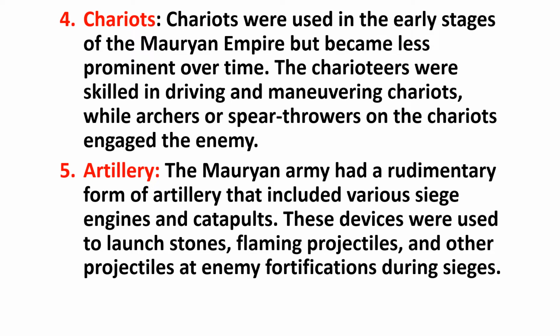Fifth one, artillery. The Mauryan army had a rudimentary form of artillery that included various siege engines and catapults. These devices were used to launch stones, flaming projectiles, and other projectiles at enemy fortifications during sieges.